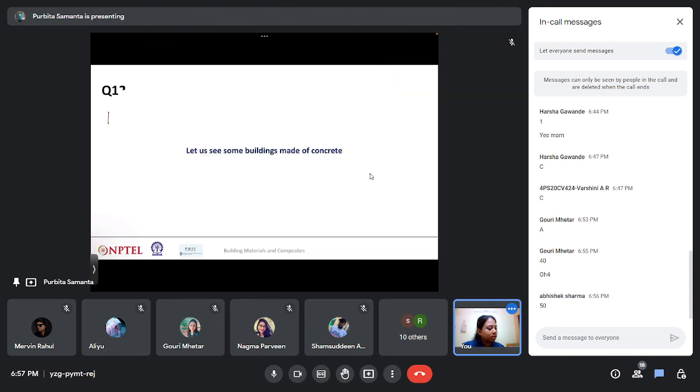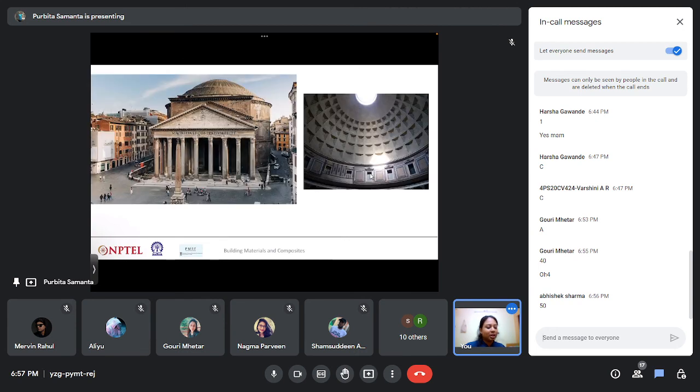Now moving on, as we do for each of our classes, we try to see some of the buildings or some of the applications of the material that we are studying. Today also we will see. Can anyone tell me what this is? I can give a hint. This is, I can say, the oldest construction with the help of concrete. Parthenon. There is a Pantheon, Parthenon.